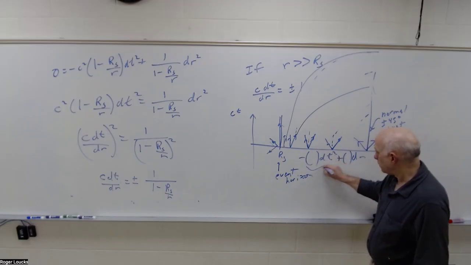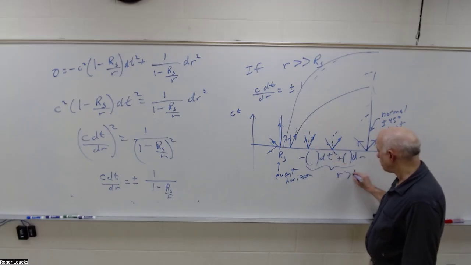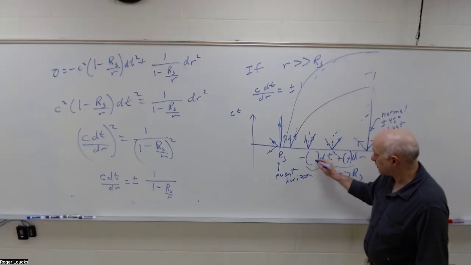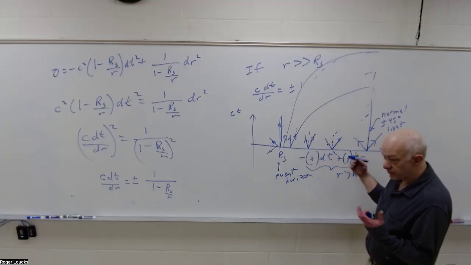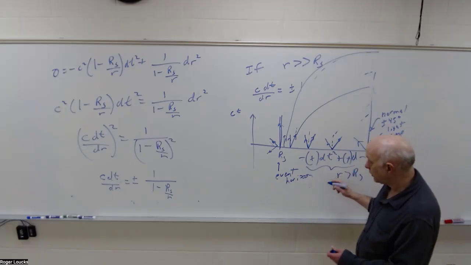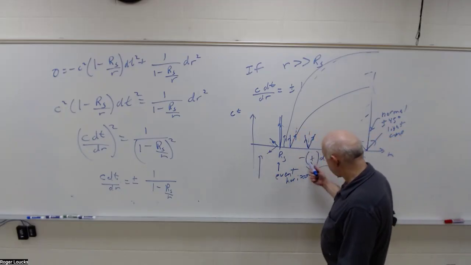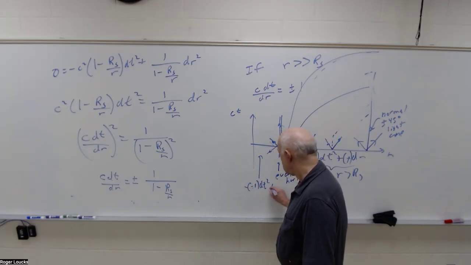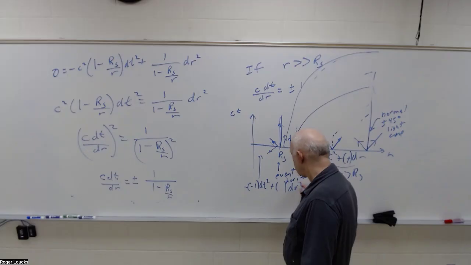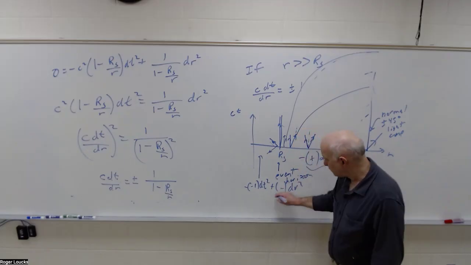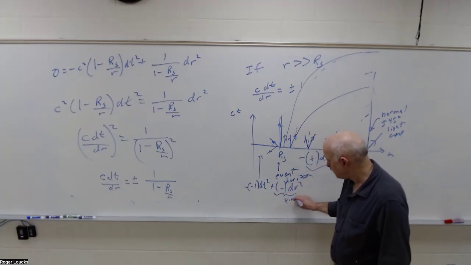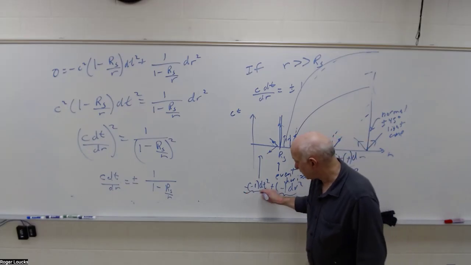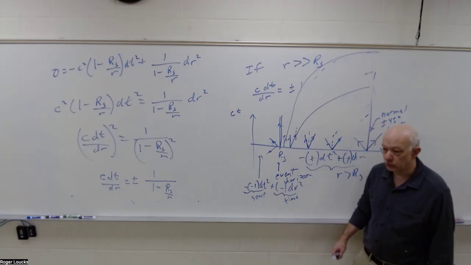when you're out here, your r is greater than R sub S. This is positive, and this is negative. Everything behaves like it should. When you're here, this becomes negative, so you get a negative in your dt, and then this one becomes negative like this. And so this kind of looks like time, and this looks like space. How you interpret this gets all switched around.